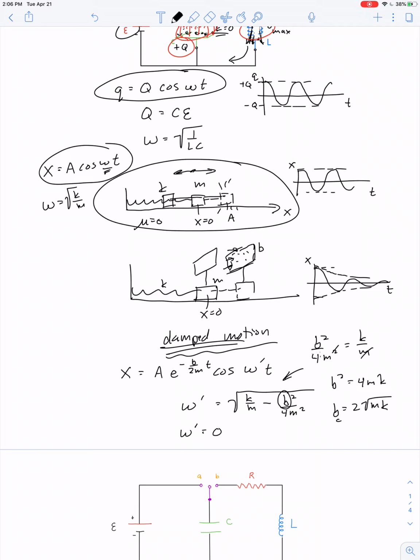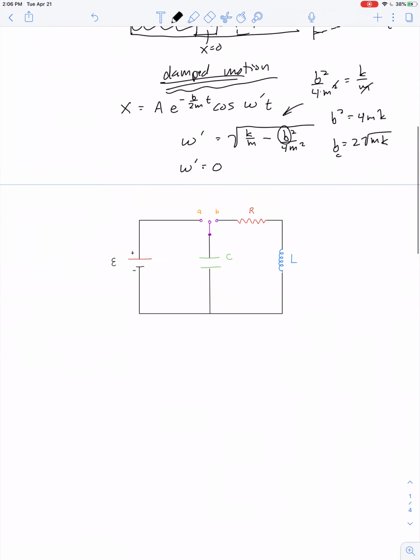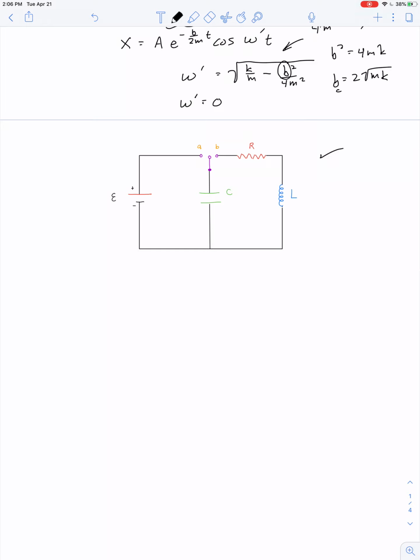Well, I don't know if that sounds familiar or not, but that's the behavior of this circuit, or at least analogous to the behavior of this circuit. This time, if we throw the switch into position A, we'll still get an initial charge equal to CE, but now when we throw the switch into position B, the energy isn't just going to be transferred from the electric field to the magnetic field without any waste of energy.